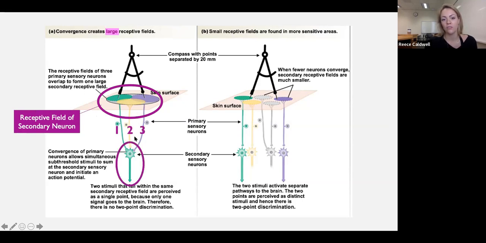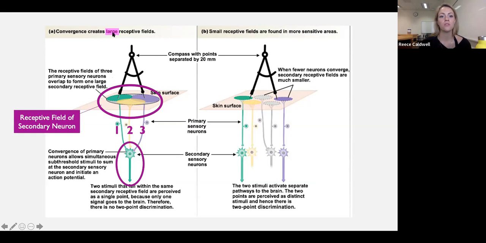So we have high convergence of these primary neurons into this secondary neuron, and therefore we're only stimulating one neuron that's going to the brain. So we do not discriminate between these 2 points. We feel just one poke here. So even though we're being poked in 2 places, the neurons that are being directly poked and the neighboring one being stimulated all converge together into that one secondary neuron, and we only perceive touch or poking coming from one area instead of 2 separate areas.